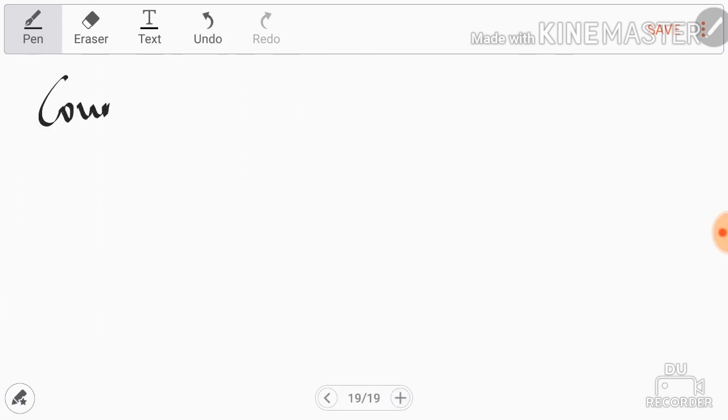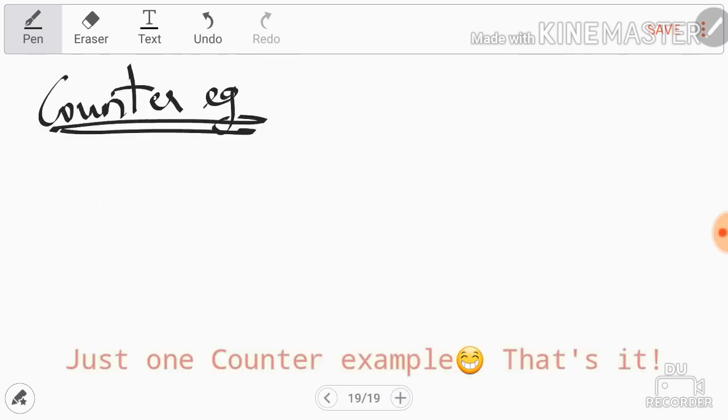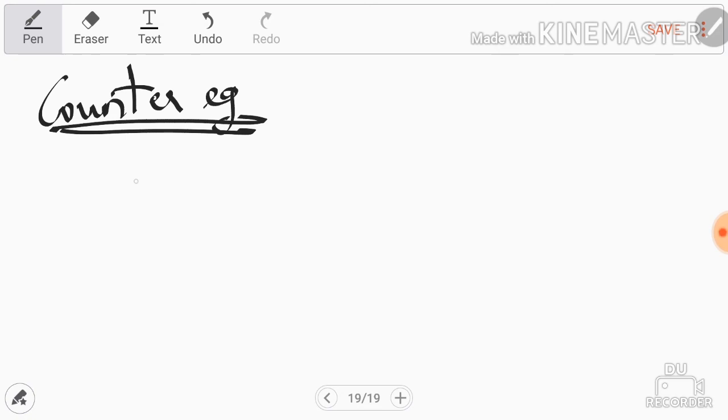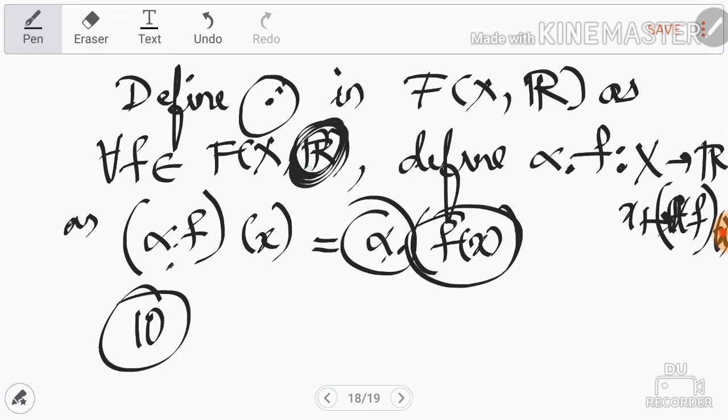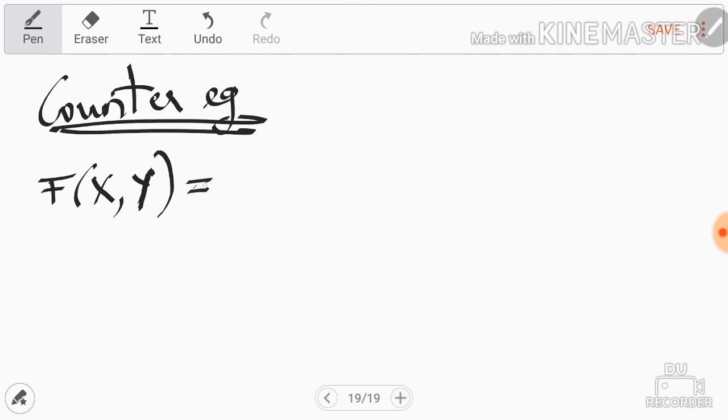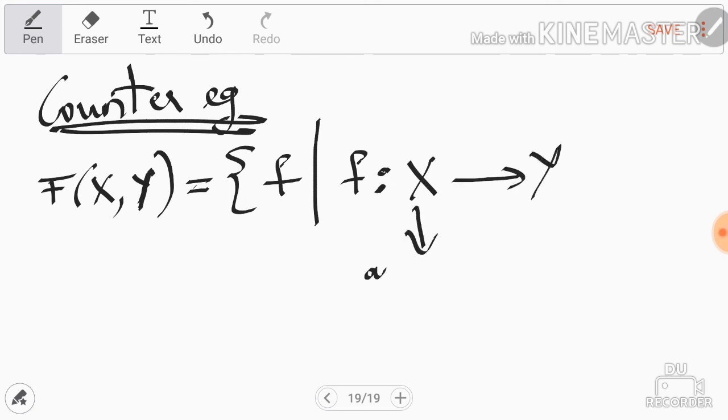Now let's look at a counterexample. Let us think of a set which cannot be qualified as a vector space. Let's make use of this F(X,R). What would happen if I choose any set Y instead of the set of real numbers? Why did I go only for the set of real numbers here as my codomain? So what would F(X,Y) mean? F(X,Y) will simply mean the set of all functions from X to Y, where X is any set, also Y is any set.